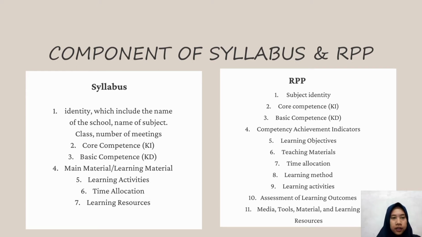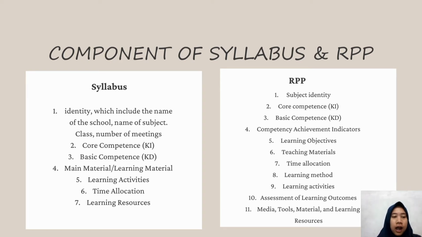For syllabus, number one, identity, namely the identity of subject, level of school, class, semester, and number of meetings. Number two, core competence is the level of ability to achieve graduate competency standard that students must have at each grade level or program, which is the basis for basic competence development. Number three, basic competence is the ability to achieve core competencies that students must acquire through learning.